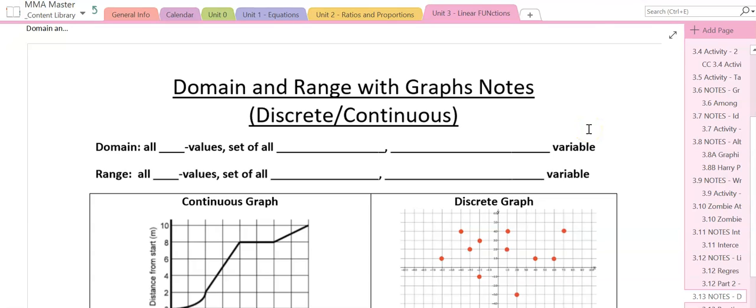Domain and range with graphs, notes, discrete and continuous. So today we're going to be discussing domain and range, and we're going to be doing some color coding. So please bear with me. This is the first time I've tried this electronically.